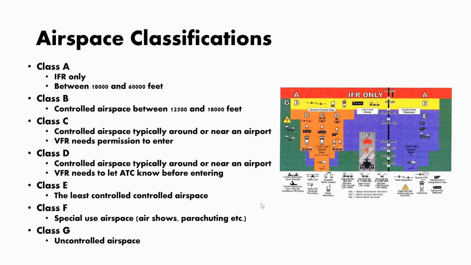And then Class G is everything else, so uncontrolled airspace. So there's no controller, there's no one resolving any issues for you. It's all up to you. You have to be communicating if there's a radio frequency at all. But yeah, no rules in terms of permission, clearance, that sort of thing. That's completely uncontrolled airspace.